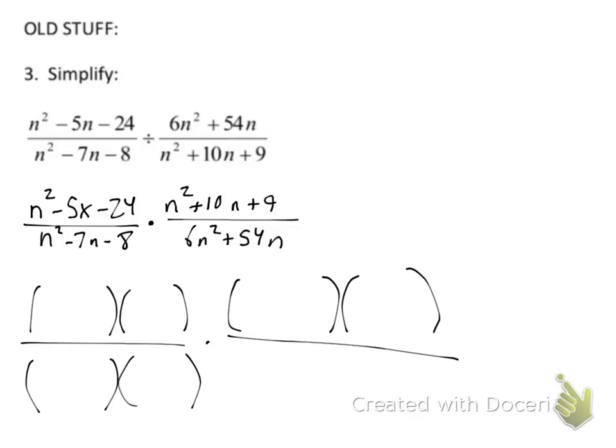So, how do I factor n squared minus 5n minus 24? What am I trying to do? Oh, that is supposed to be an n. Let me fix that. Okay, the x was fixed to an n.